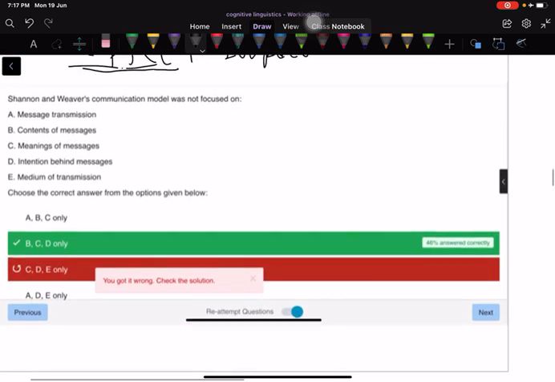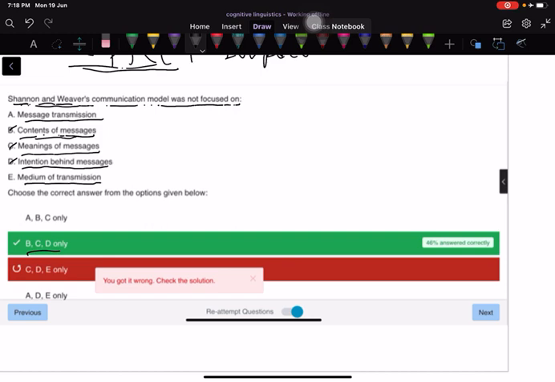Now, the Shannon and Weaver's communication model was not focused on B, C, and D. It wasn't focused on contents of the message, it wasn't focused on meanings of messages, and it wasn't even focused on intention behind the messages. The Shannon Weaver model was rather focused on message transmission and medium of transmission.